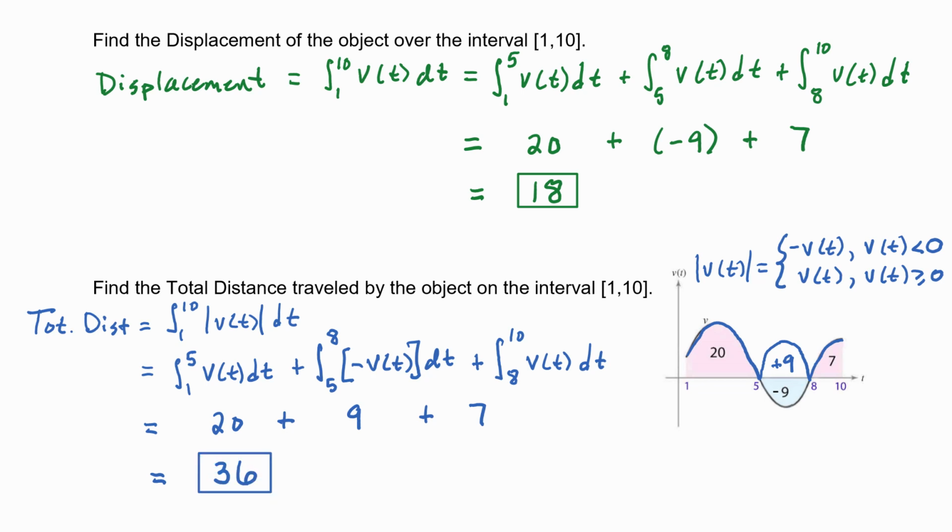Now notice that the total distance traveled is a different value than the displacement here. Displacement just says, after all my traveling, how far away am I from my starting point? And in this case, it was 18 units. Whereas total distance traveled said, how much ground did I cover while I was traveling? And in this case, that's 36 units.